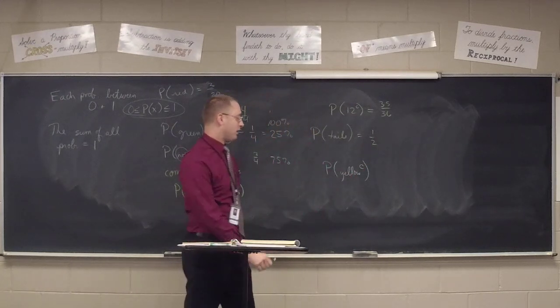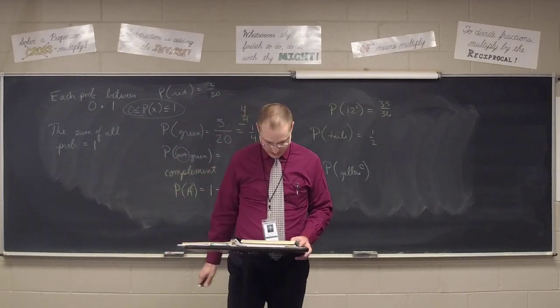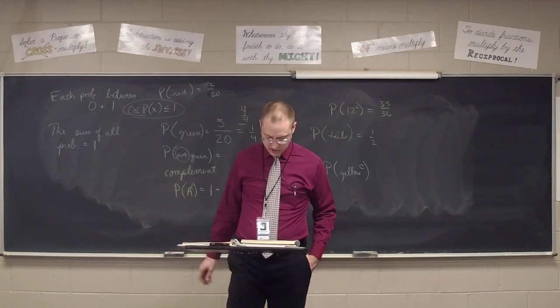Parentheses, yellow C or something. There we go. P, yellow, probability of yellow, but the little C to indicate the complement, not yellow, would be 7 to 10. A number cube, numbers 1 to 6, what's the probability of 1?